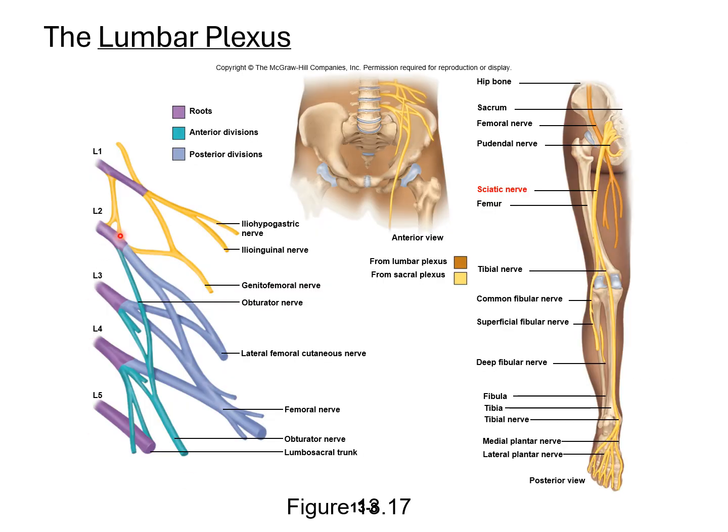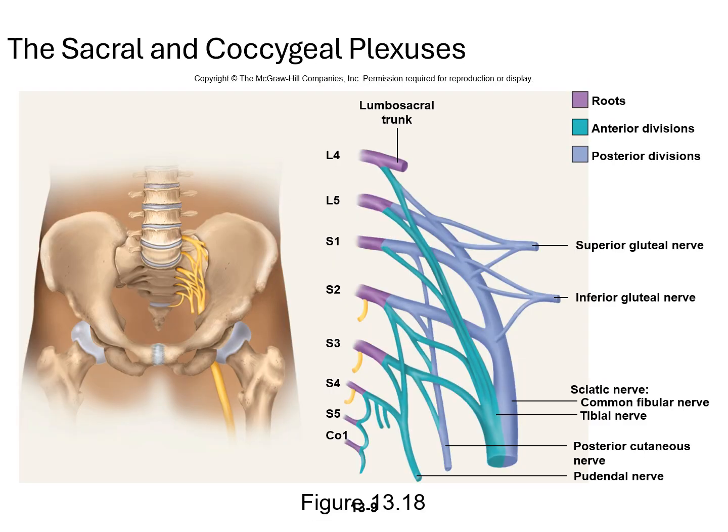This is the lumbar plexus. The lumbar plexus is going to start at L1 all the way to L5. I know it said L4 in the other slide. That's the sciatic nerve right there coming down. But if you look at this, the sciatic nerve is actually going to be in the sacral plexus. And you can see L4, L5, S1, S2, S3, all of that's going to be the root for the sciatic nerve.